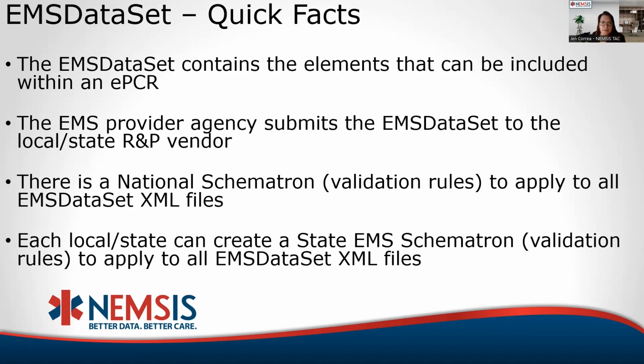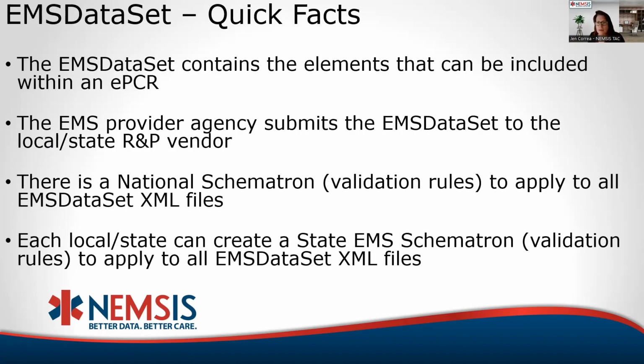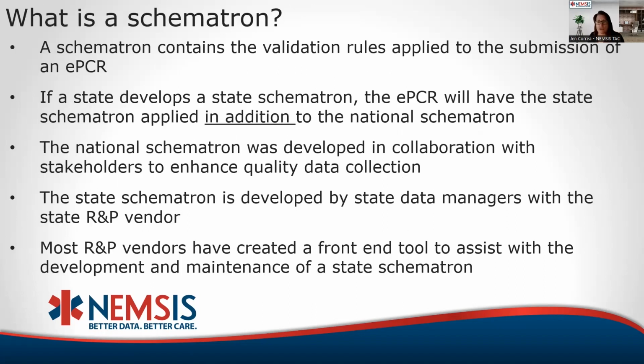The EMS dataset contains, there is a national schematron that applies to all of the EMS dataset XML files. There could also be the state or local EMS schematrons that applies. So you'll hear that a lot where we talk about the national validation rules versus the state validation rules. And that's because there can be two schematrons. And we will talk a little bit more about schematrons here shortly. And there is no need for a local or state schematron to repeat the national rules if the national rule is exactly the same.